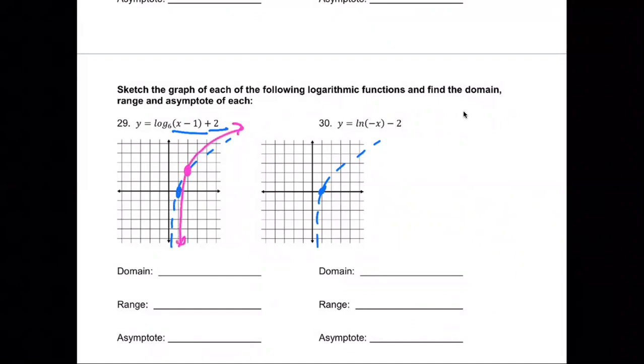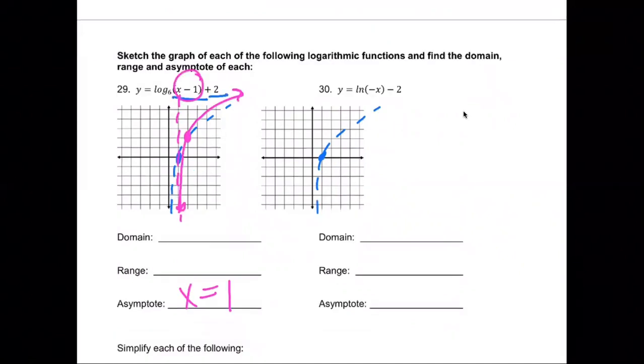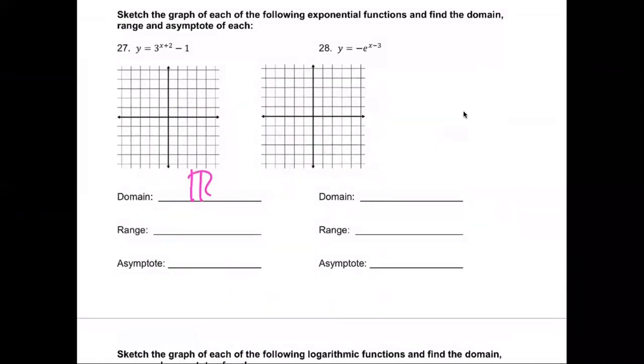And my asymptote has shifted over to where it would be at x equals 1. You can also set whatever's in parentheses equal to 0, and that's going to tell you your asymptote too. My domain would be from 1 to infinity, and my range would be all real numbers. Range will be all real numbers for all log functions. For exponential, it's the domain that's all real.